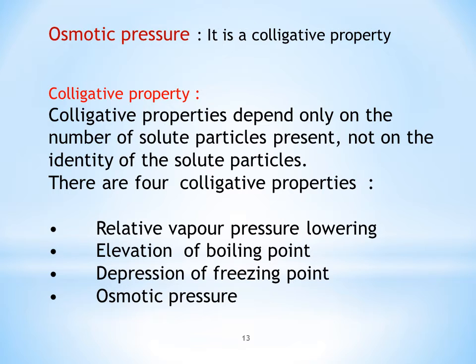So what is a colligative property? Colligative comes from a Greek word which means collected together. There are four different properties possessed by dilute solutions. Those four properties collected together, therefore the name colligative property. Colligative properties depend only on the number of solute particles present and not on the identity of the solute particles. The four properties are relative vapor pressure lowering, elevation of boiling point, depression of freezing point and osmotic pressure.